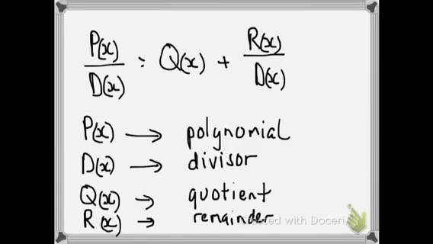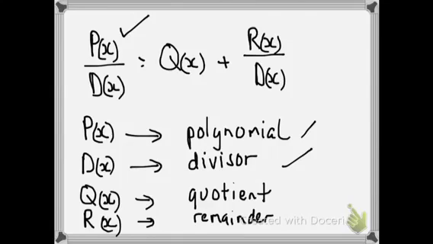When a polynomial p of x is divided by another, which is d of x, you get q of x plus r of x over d of x. Definitions: p of x is the polynomial that you're dividing into. D of x is the thing that's being divided into the polynomial. It's called the divisor. Q of x is the result, which is the quotient. And r of x is the remainder.